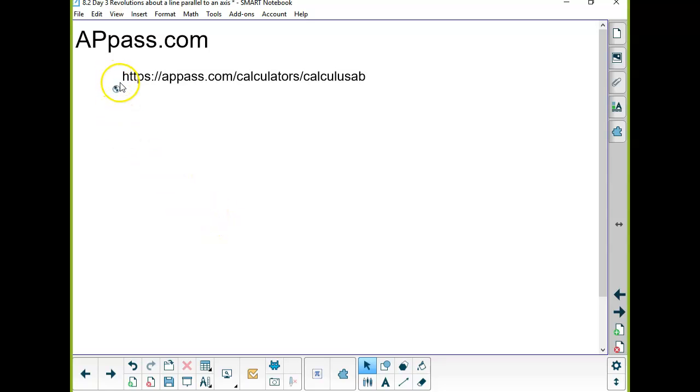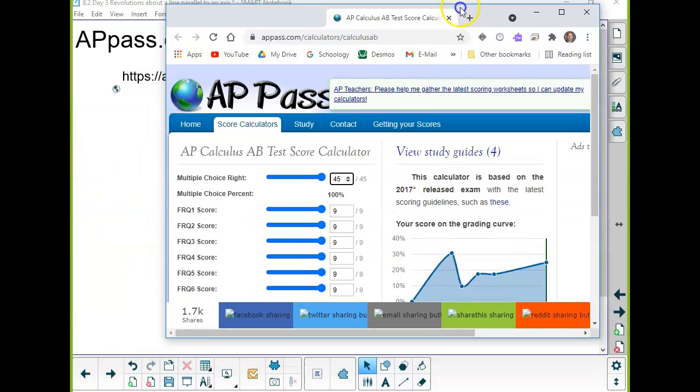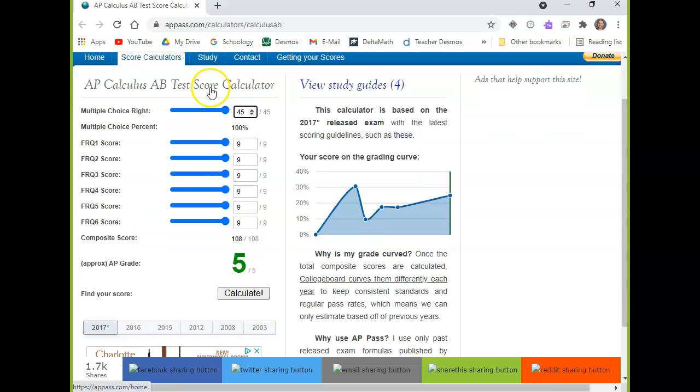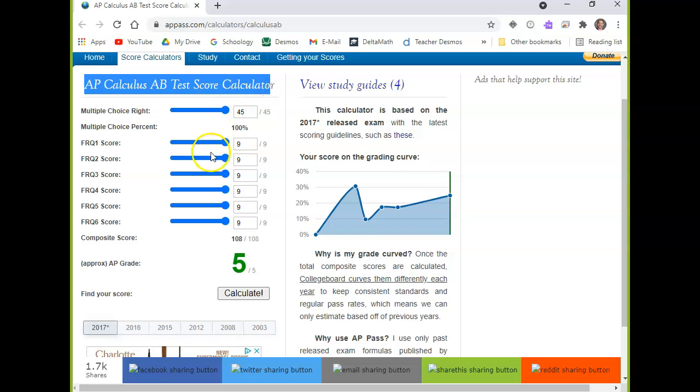I want to show you this as well. It's a site that just might help build some confidence in where we're at. Don't worry about this site. It's not that important for you guys to go on your own unless you want to play around with it. It's called appass.com. And we're looking at the AP AB calculus score calculator.